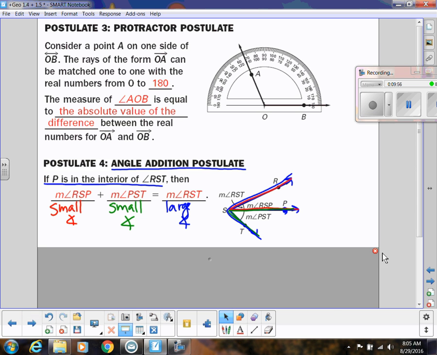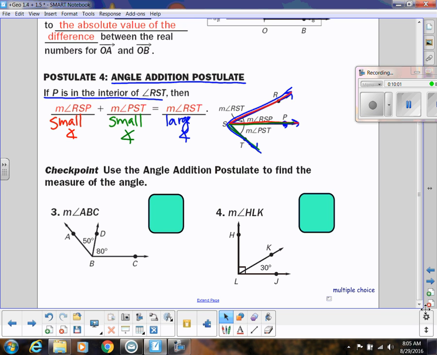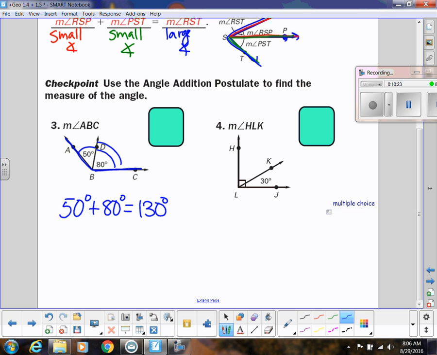And let's use that. We're going to use this quite a bit in geometry, adding angles together. So for example, if I wanted to know what the measure of angle ABC was, I would just need to know these two smaller angles. So I have 50 degrees plus 80 degrees. That tells me that that big angle is 130 degrees. So the measure of angle ABC equals 130.